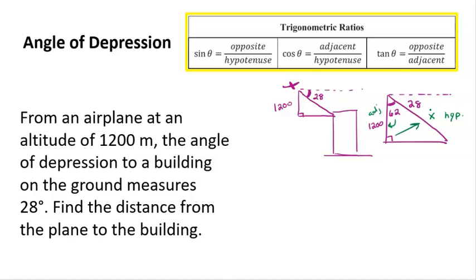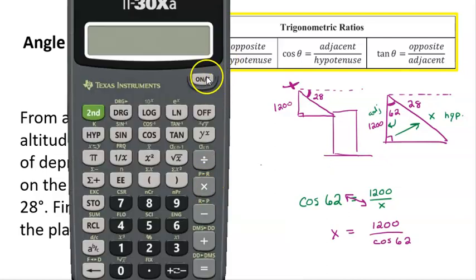Which one uses adjacent and hypotenuse? It's going to be cosine. So cosine 62 equals adjacent over hypotenuse. And then, of course, we're going to use our shortcut. And so I get x equals 1,200 divided by cosine 62. And so I'm going to plug that into my calculator.